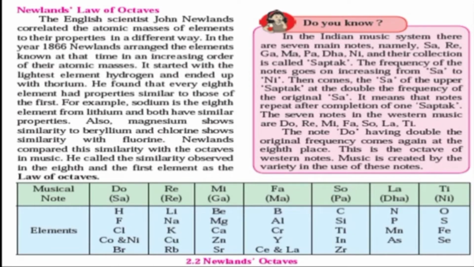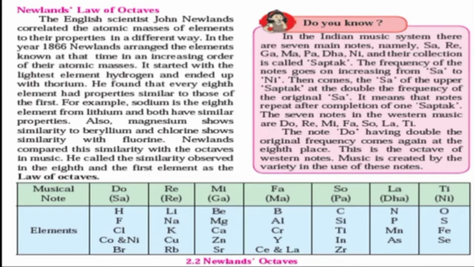Later, in the year 1866, an English scientist, John Newland, correlated the atomic mass and the properties of the elements by various methods. He arranged the elements in the increasing order of their atomic masses. He found that after every 8th element, the properties were repeated. That is, the property of the 8th element was similar to that of the first.